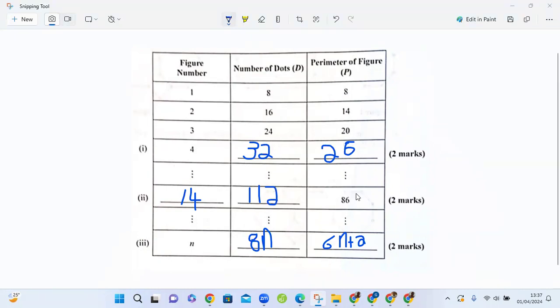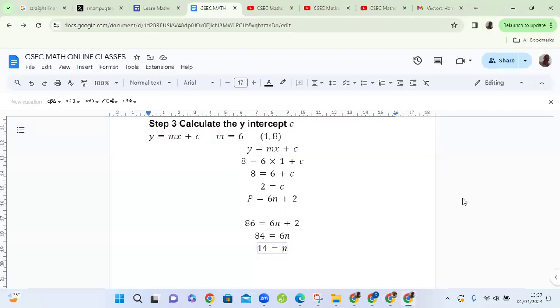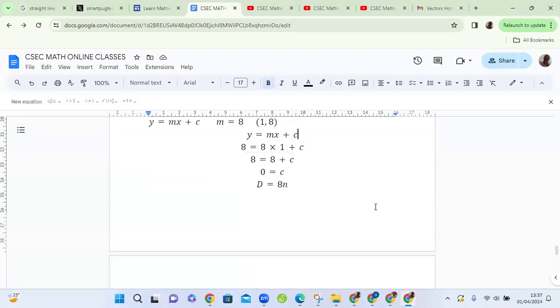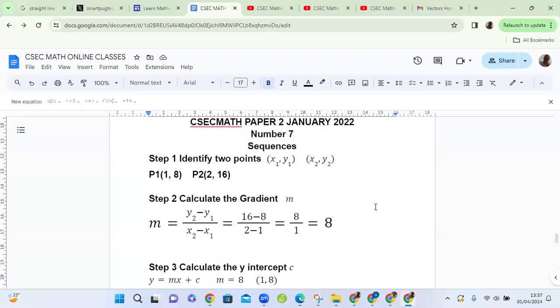So getting the formula is a very efficient way to approach a question like that. And to get the formula, you simply apply the steps for finding the equation of a straight line, which comes from coordinate geometry.